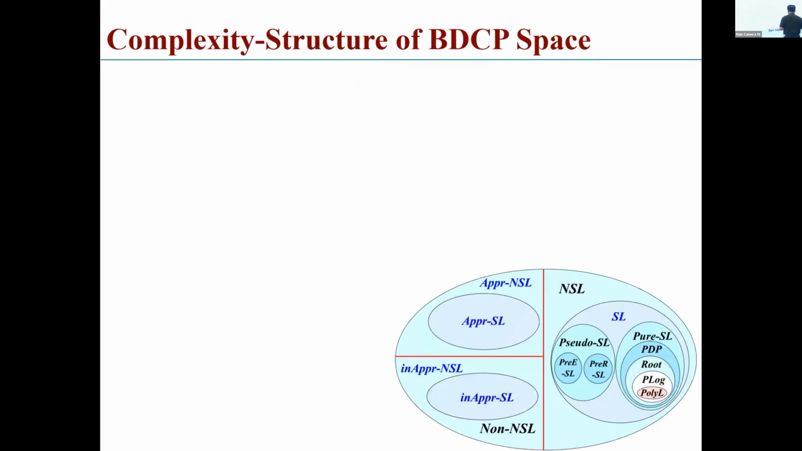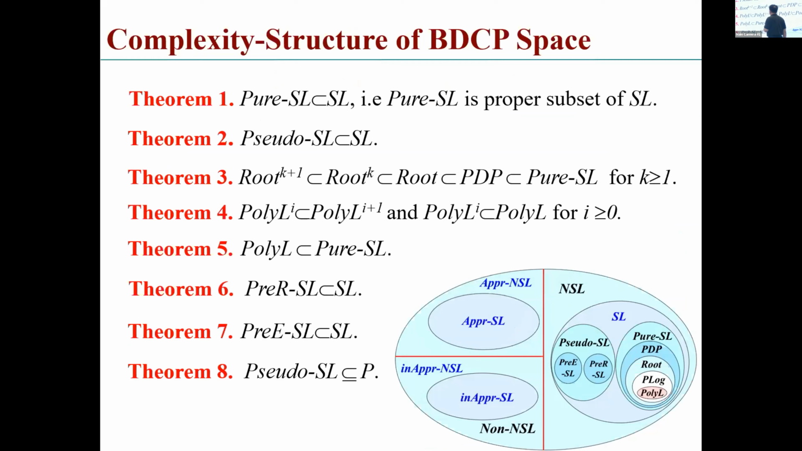Now, we have roughly the completed structure of the big data problem space. Actually, we can do better. So we also found many new hierarchies. This is difficult to prove, so this is the result. Okay.